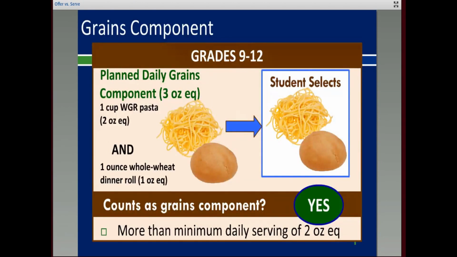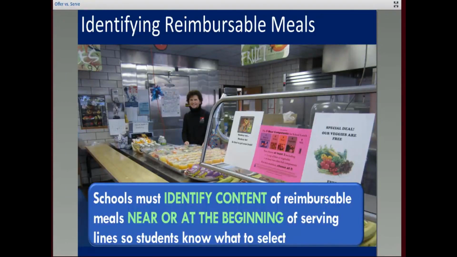I like to use the example that students who are into sports and extracurriculars in the morning, they might have practice, and by the time lunch rolls around, they are very hungry. This would be a great opportunity that if more than the 2-ounce minimum requirement is offered, as long as the menu planner has planned accordingly, the student could select more than that minimum requirement, and you are able to serve them that. And this would count towards their grains component reimbursement.